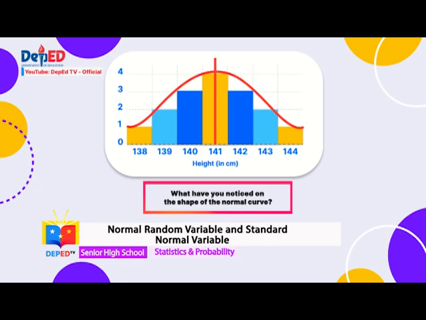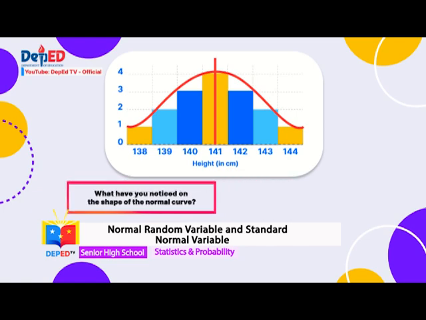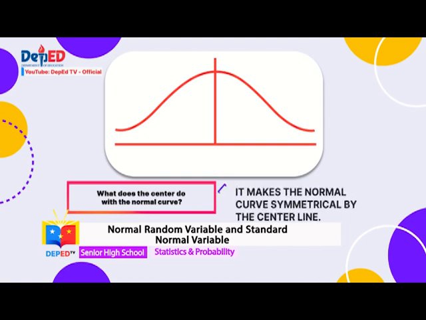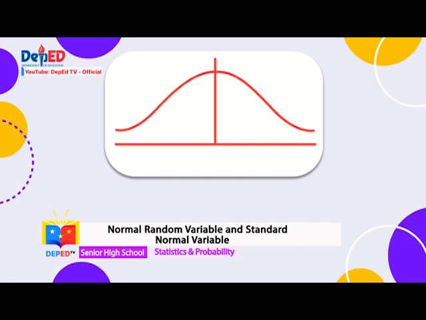Let's discuss its properties by answering several questions. What have you noticed on the shape of the normal curve? If your observation is that the normal curve is bell-shaped, then that is a good observation. One of the properties of a normal curve is that it is bell-shaped. What does the center do with the normal curve? If your answer is that it makes the normal curve symmetrical by the center line, then you're correct. Another property of a normal curve is that the curve is symmetrical about its center. This means that if we draw a segment from the peak of the curve down to the horizontal axis, the segment divides the normal curve into two equal parts or areas.